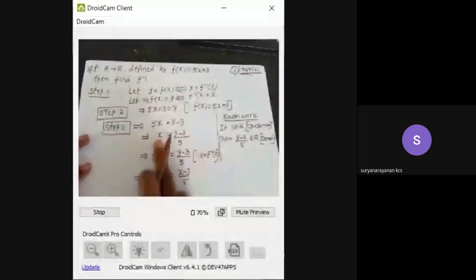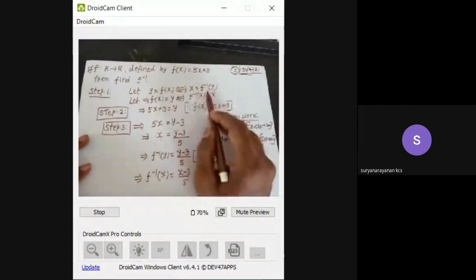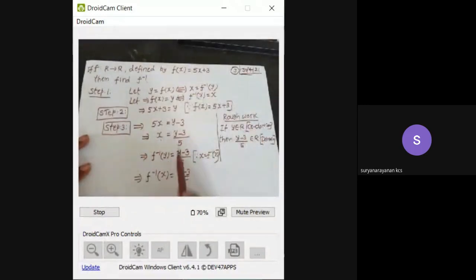Therefore, we write here x is equal to f inverse of y. So we write that value here. f inverse of y is equal to, we write the RHS as it is, (y minus 3) by 5. After this step, nothing to worry. Just replace y by x. Here f inverse of y is there. Just write f inverse of x is equal to (x minus 3) by 5. Remaining letters, symbols, and numerical values we write as they are. We just replace y by x.